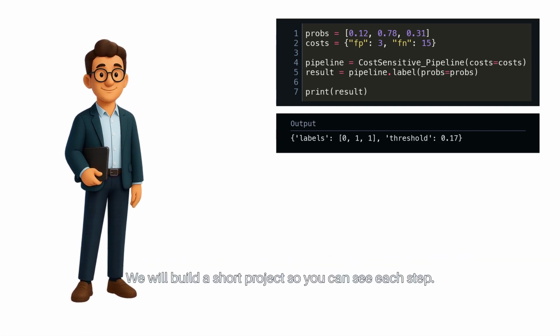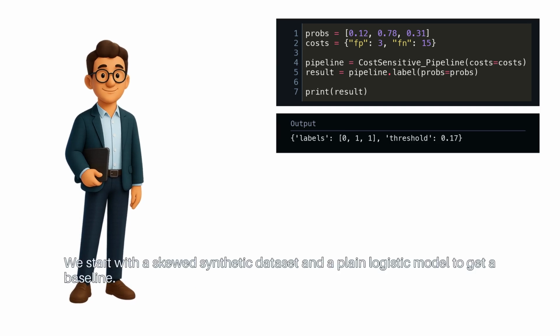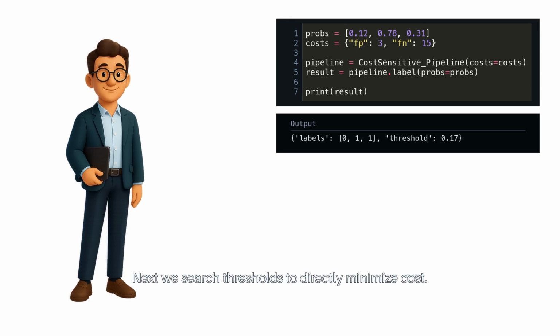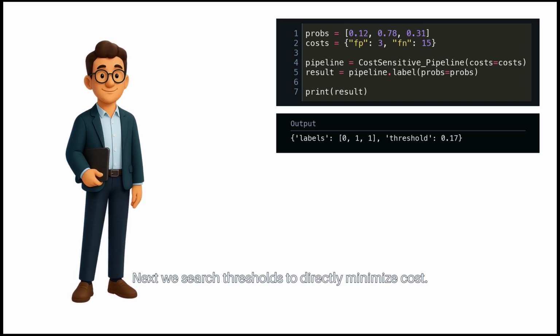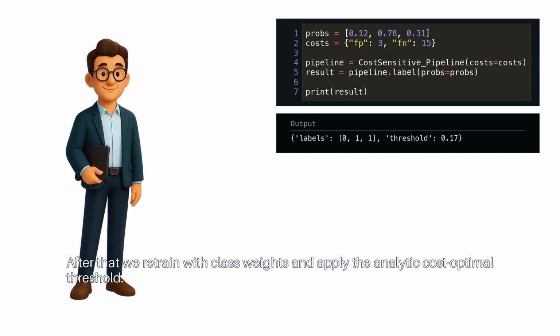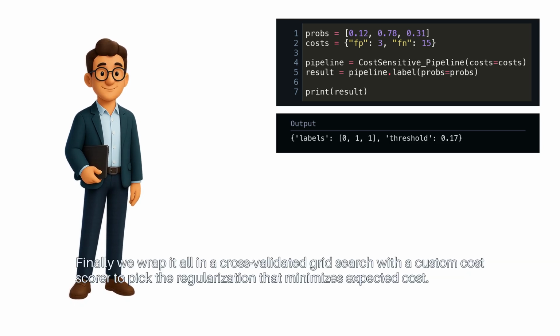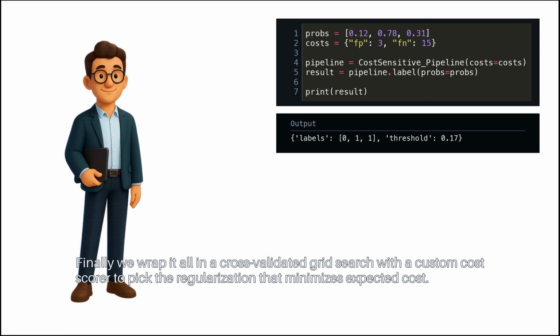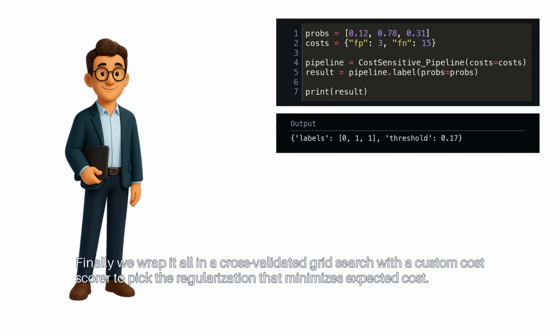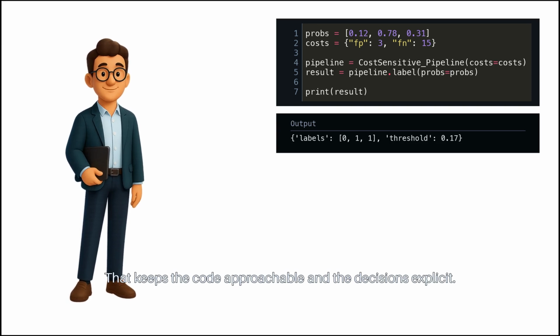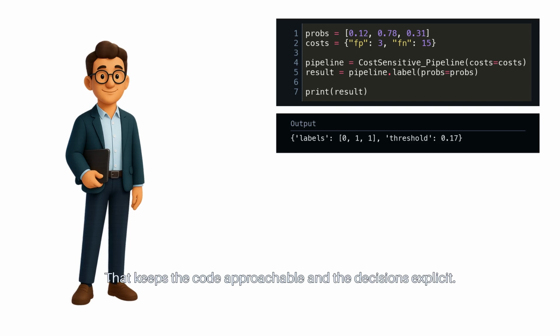We will build a short project so you can see each step. We start with a skewed synthetic dataset and a plain logistic model to get a baseline. Then we compute the real cost at the default threshold. Next, we search thresholds to directly minimize cost. After that, we retrain with class weights and apply the analytic cost-optimal threshold. Finally, we wrap it all in a cross-validated grid search with a custom cost scorer to pick the regularization that minimizes expected cost. That keeps the code approachable and the decisions explicit.